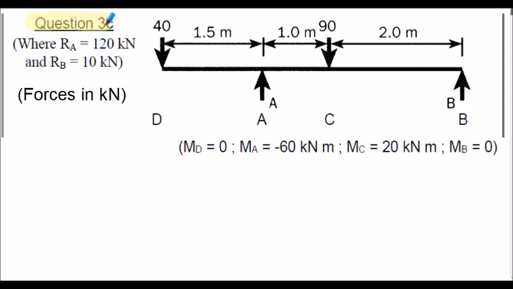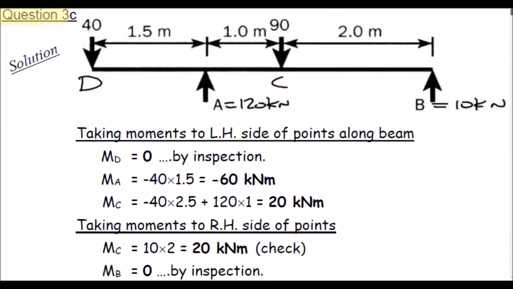Question 3C, forces applied here. We've got 40 kilonewtons left hand end and 90 kilonewtons applied here. Answers shown in the bracket. Full work solution shown on the following slides. So question 3C, beginning of the solution, and I'll let you review the calculations at your own pace.